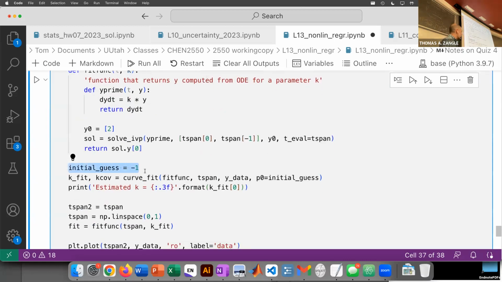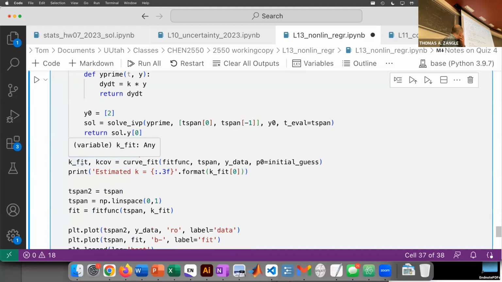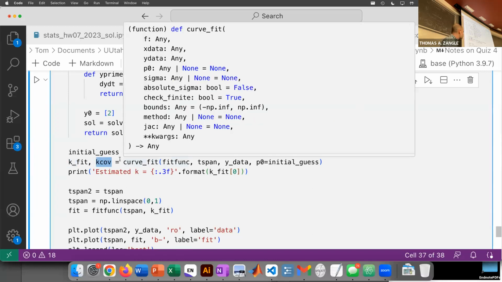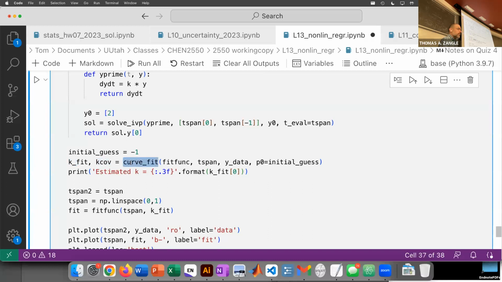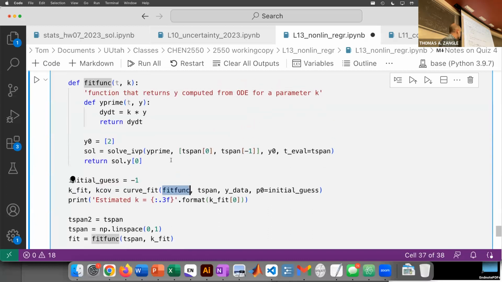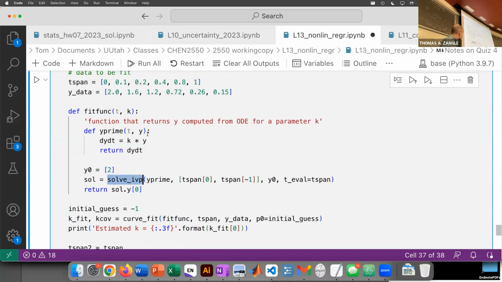So again, we have to make an initial guess. From here, it's all the same as what we had for nonlinear curve fitting when we knew what the functional form was. We have our initial guess, and we're going to compute our parameter fit and the covariance, which we can use to estimate the 95% confidence intervals. We're using that curve fit function. But now the big difference is that our fit function does this solution. And nested within our function is a definition of that differential equation.